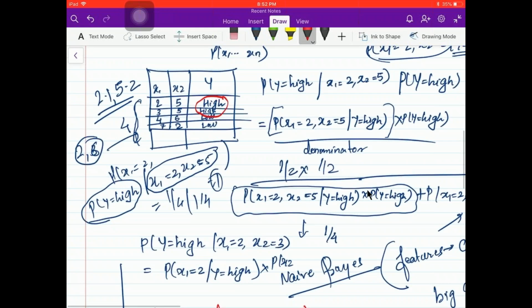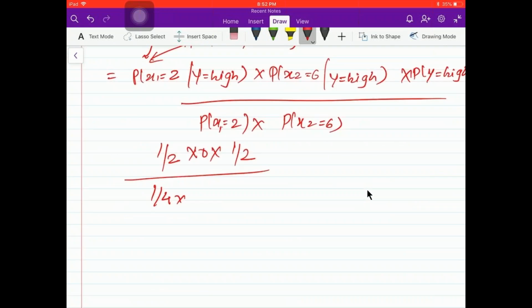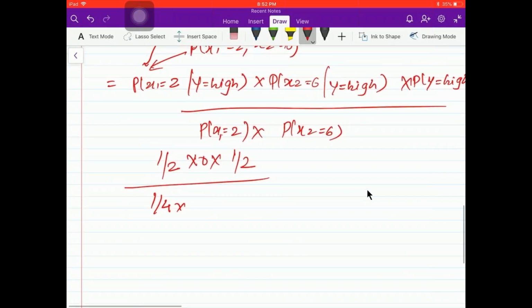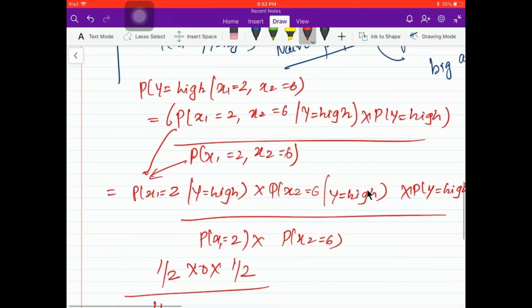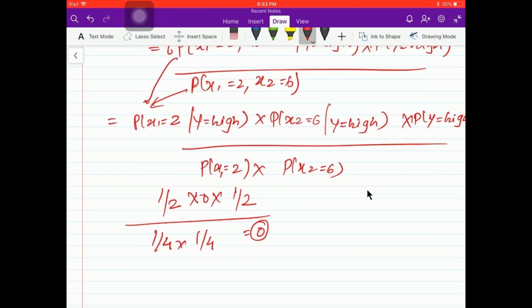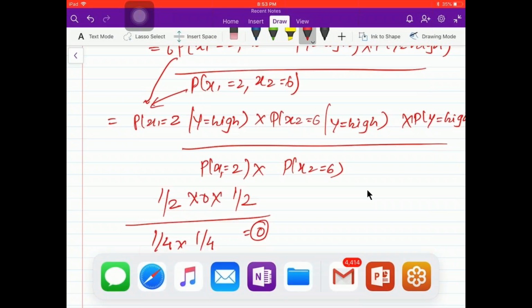Similarly, what is the probability of x2 equal to 6? 1 by 4. Correct. So this is essentially 0, but you understand all the numbers, right? Okay. So everyone is clear with this? Okay, amazing. Let's go back to the slides.